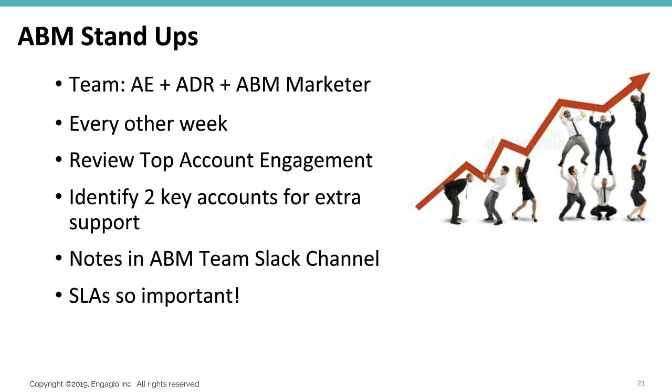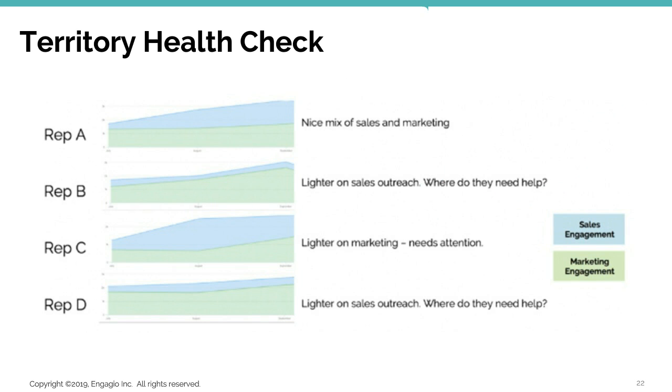Another example of using engagement, I call it a territory health check. And this is when one of your reps says, hey, my territory is the worst. I don't have any engagement in my territory. And this actually happened to me, and I said, I'm going to go look. I need to know that. I need to take that very seriously. What you're looking at here is 4 different reps. And what's in blue is the sales engagement over time in the last quarter for that rep, and then in green, it's the marketing engagement. So the rep who was telling me that they didn't have any engagement was rep B, and that actually isn't true.